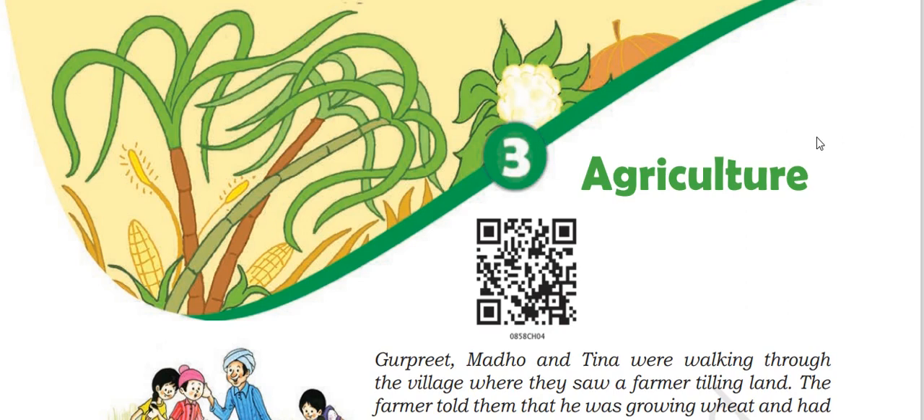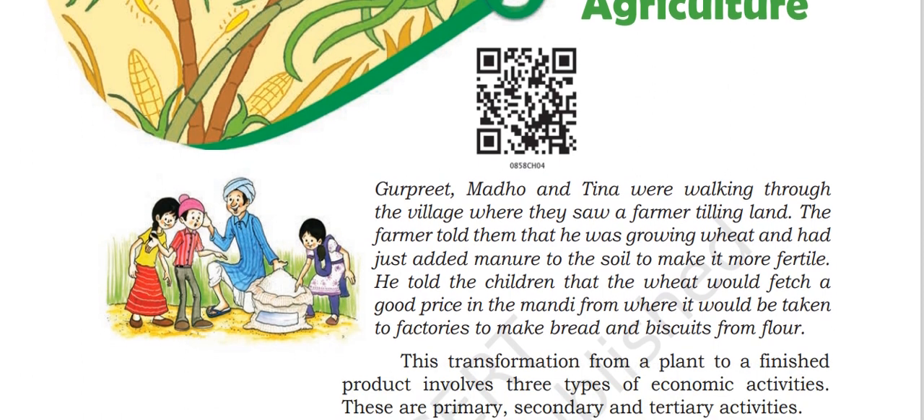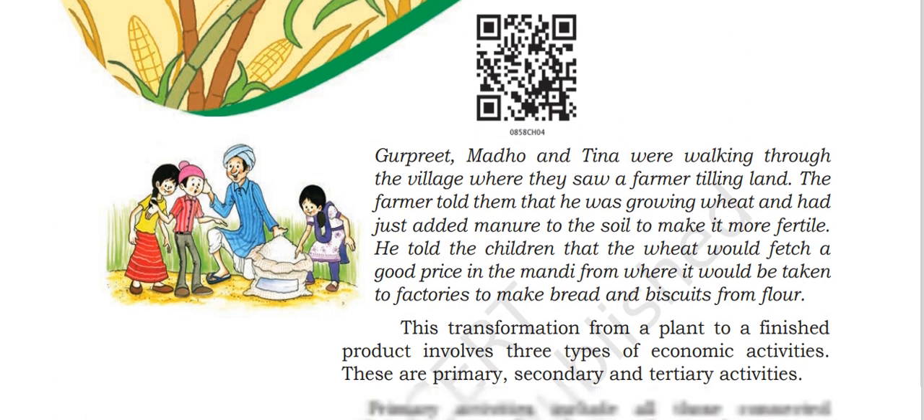Gunpreet, Madhu, and Tina were walking through the village where they saw a farmer tilling land. The farmer told them that he was growing wheat and had just added manure to the soil to make it more fertile. He told the children that the wheat would fetch a good price in the mandi, from where it would be taken to a factory to make bread and biscuits from flour.